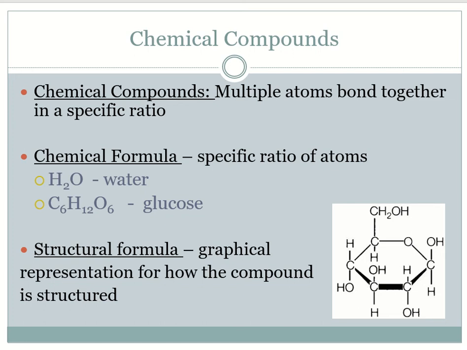The next one then is glucose, so that's C6H12O6, and that means that we have 6 carbon, 12 hydrogen, and 6 oxygen atoms all combined together to make that glucose.